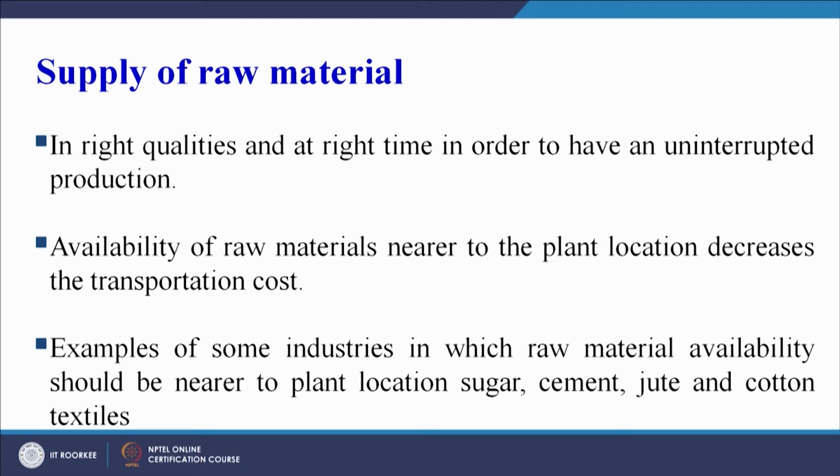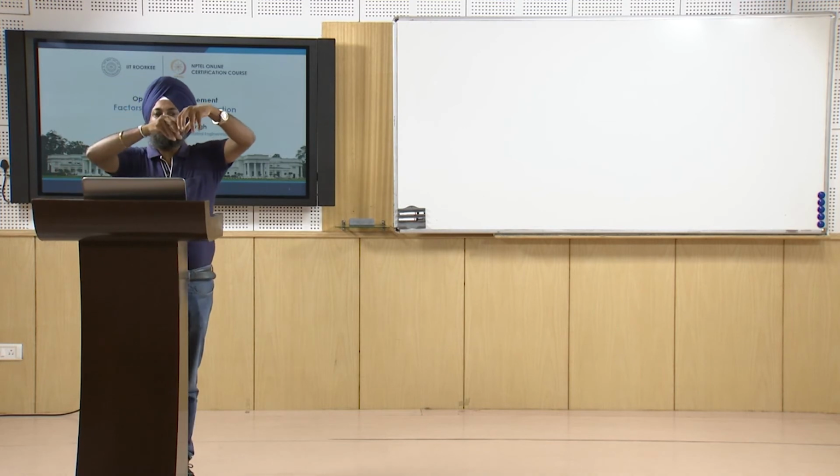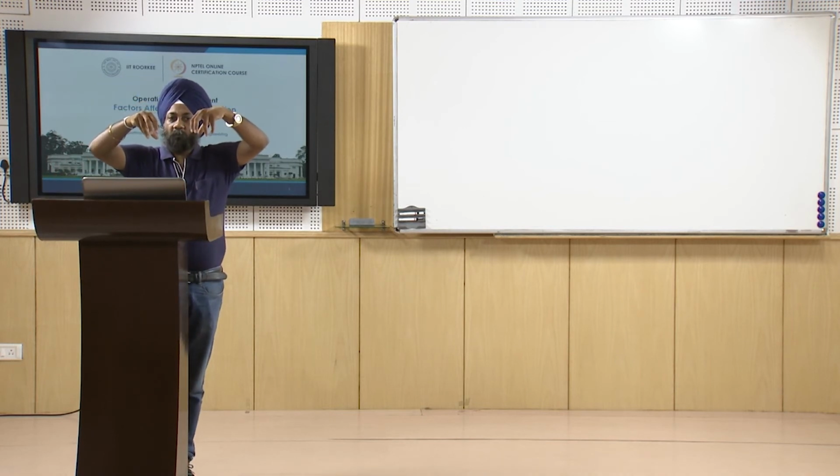Availability of raw materials nearer to the plant location decreases the transportation cost. So once our location is close to the market as well as close to the raw material, our transportation cost on both sides of the supply chain is saved. We are getting the raw material from a nearby location only, and we are selling our finished product in the nearby location only.